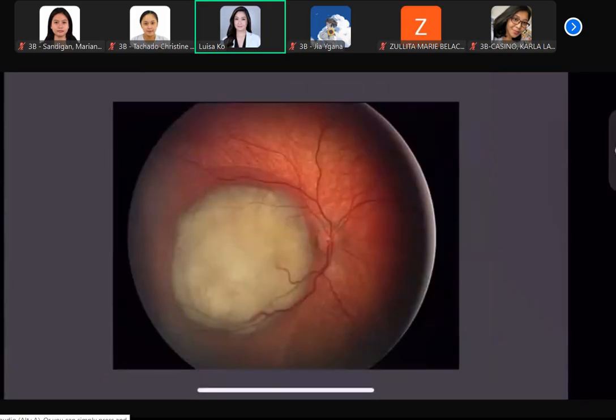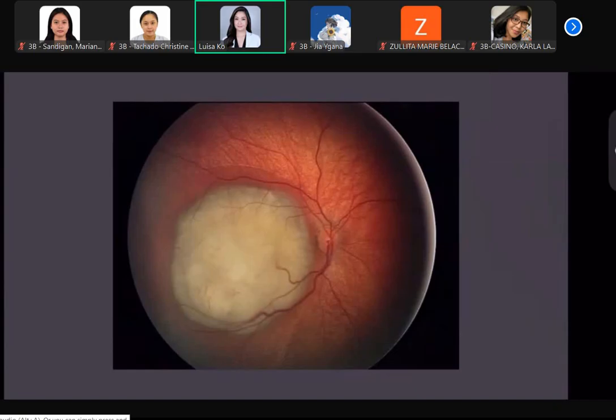So this is what a retinoblastoma looks like. It can be big, it can be small, no? Depending on how big the retinoblastoma is and where the metastasis is, we usually grade it. There are different grading systems that we use: Reese-Ellsworth, and the International Classification.